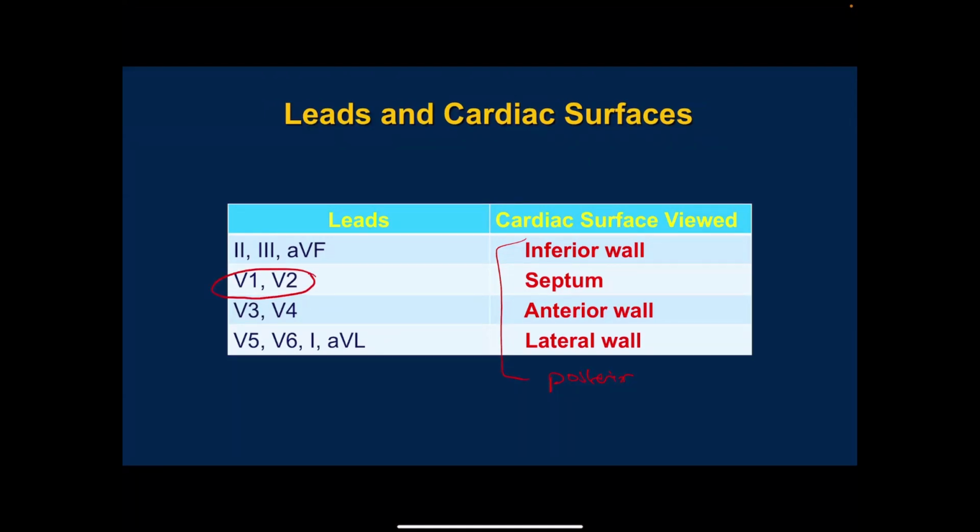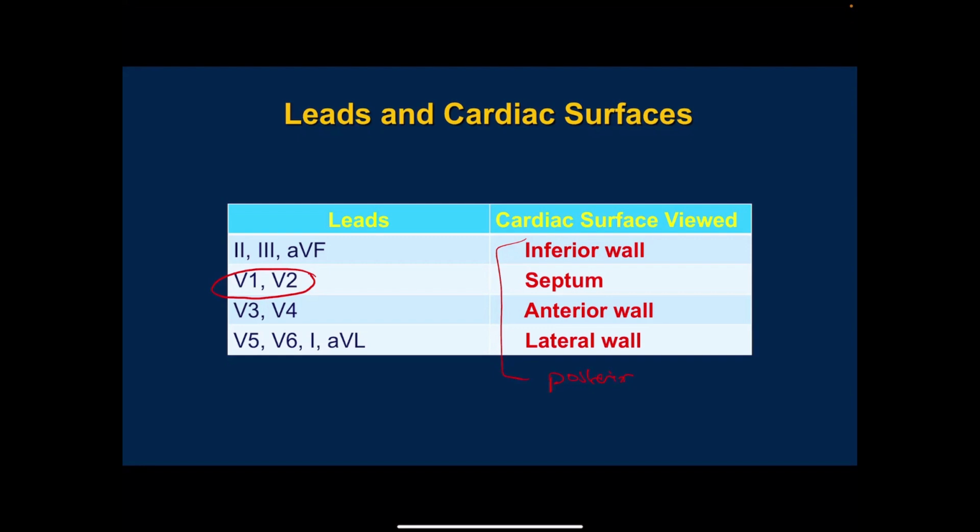So when you have a depression in V1 and V2, this is suspicious for a posterior STEMI because we don't have leads for the posterior side of the heart, like as a normal routine. We can add lead 7, lead 8, lead 9, we can add leads to the back of the heart, but we don't do that on routine examination. We only do that when we're suspecting a posterior STEMI. And how do we suspect a posterior STEMI? Is when we see an ST depression on the mirror leads.